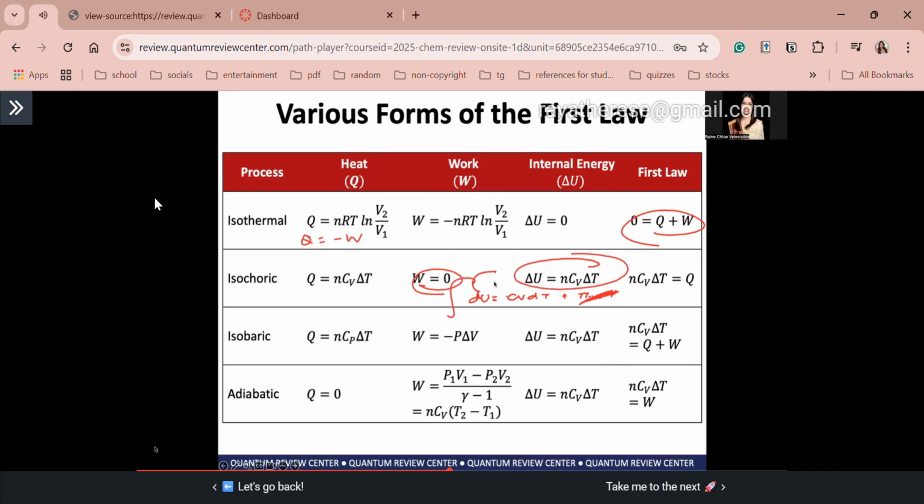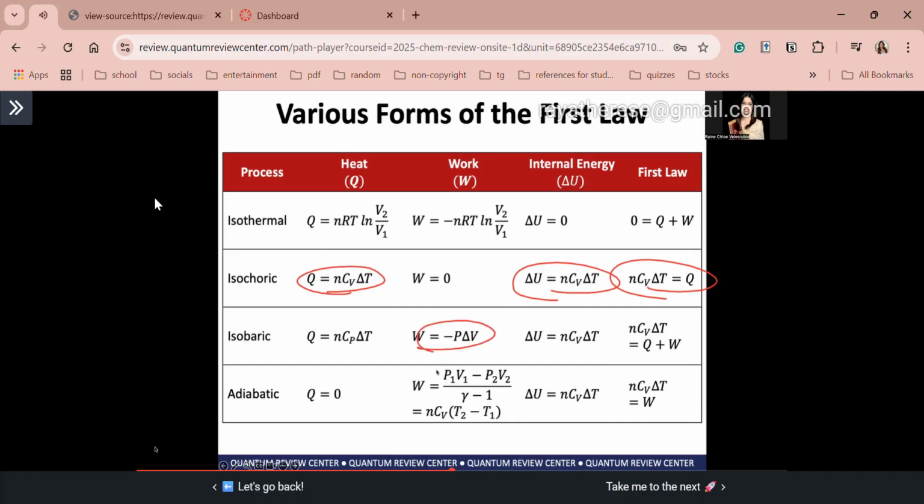When you integrate this, you get this equation. Okay? And that is the equation for internal energy. Now, since delta U is just equal to Q, then Q is just equal to nCV delta T. Okay? Memorize this, guys. Lastly, for isobaric processes, guys, it is more complex. So again, work is equal to negative P delta V. The internal energy is still delta U equal to nCV delta T.